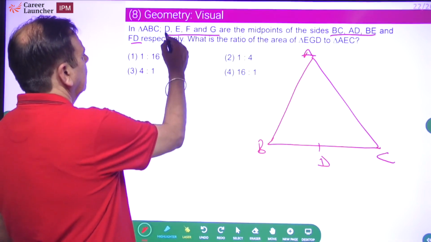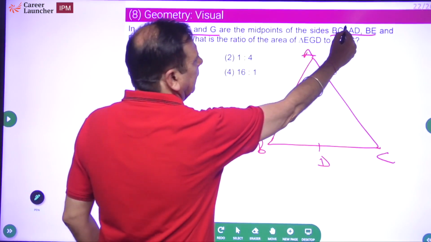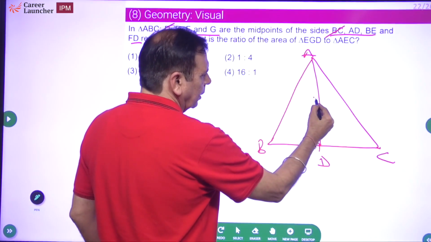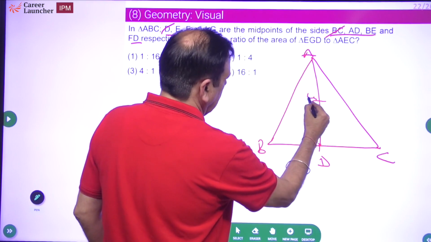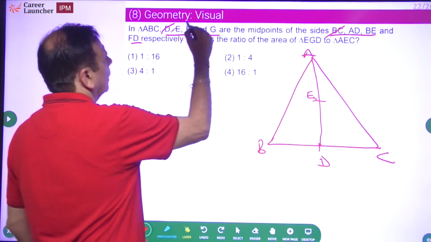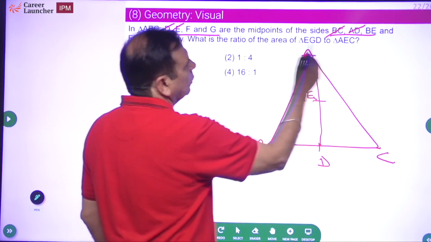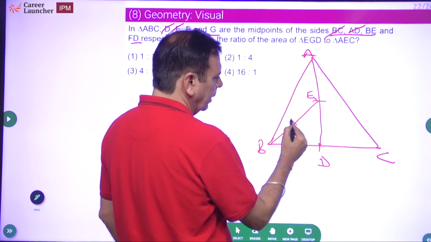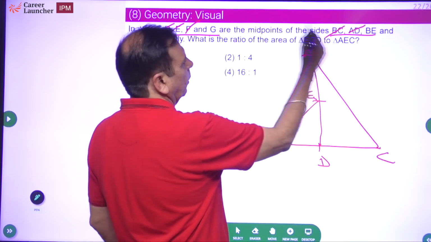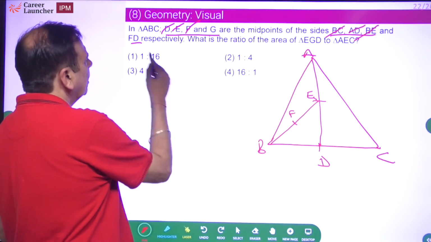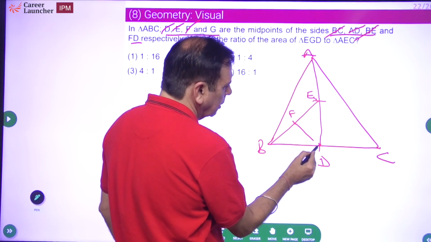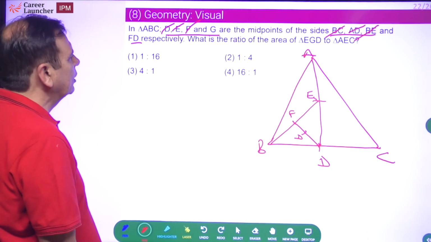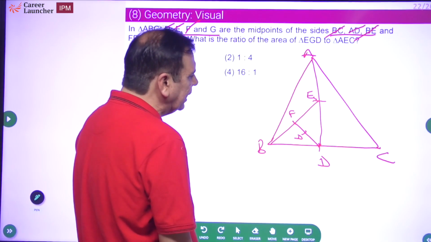Right? E is the midpoint of AD. E has to be the midpoint of AD. So, let's join A and D. Midpoint? Okay. E is the midpoint of AD. F is the midpoint of BE. Join BE. Midpoint? Approximately here. F is the midpoint of BE. And G is the midpoint of FD. Right? What is the ratio of area of triangle EGD?